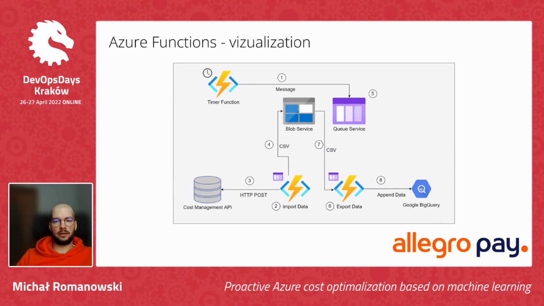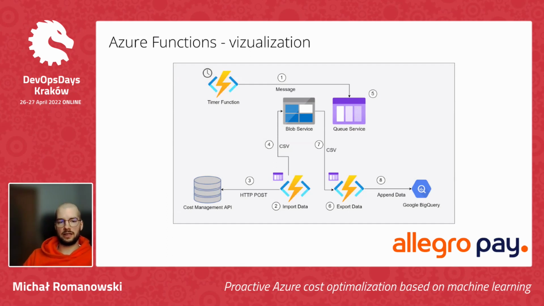Let's move forward to our product's architecture. Here we've got the visualization of the process. In the left upper corner, we've got a timer function, which is operating on schedule. In the first step, it puts a new message on the queue service. Then in the second step, the import data function is reading that message and then sending an HTTP request to a cost management API.